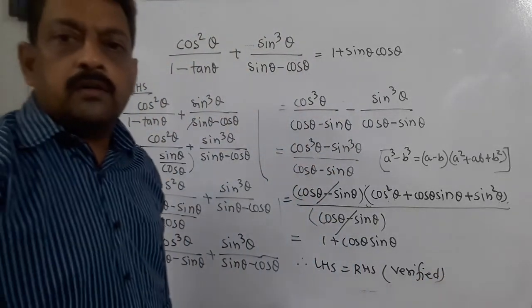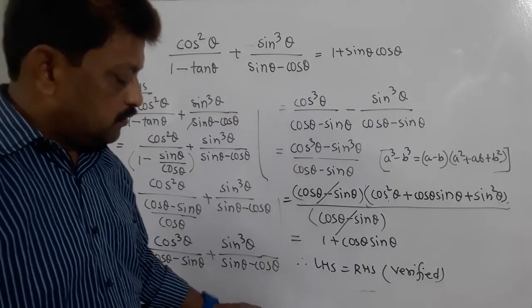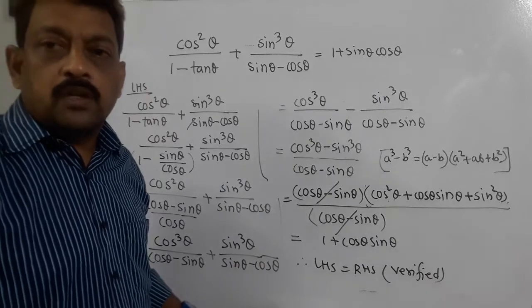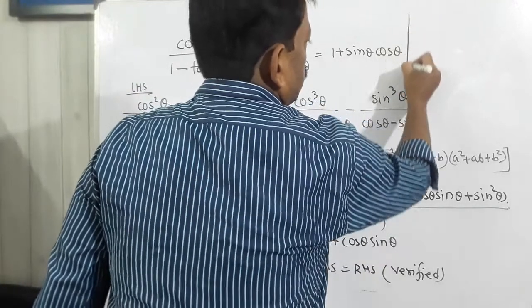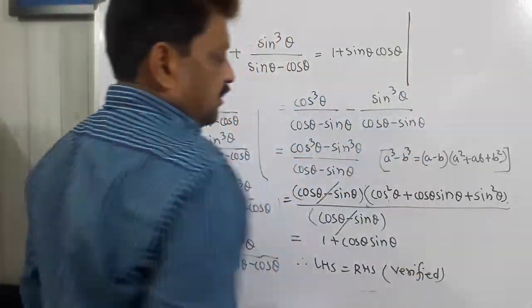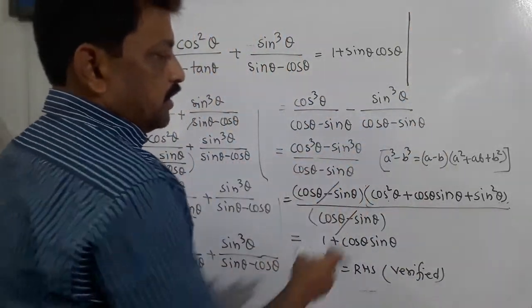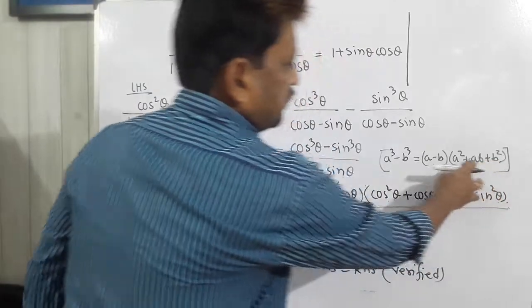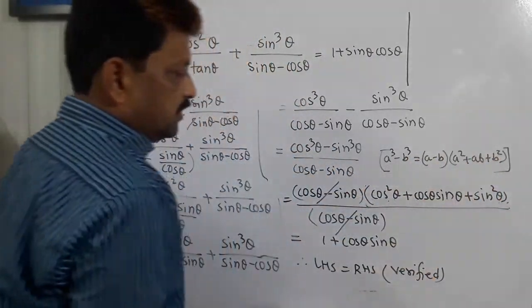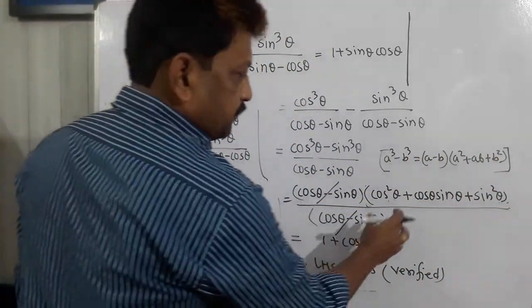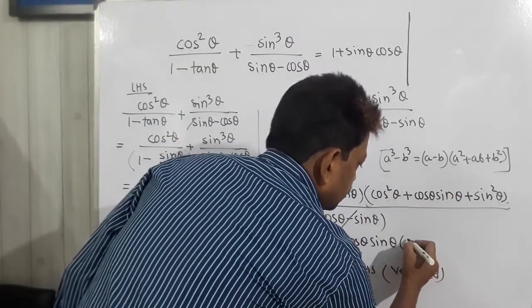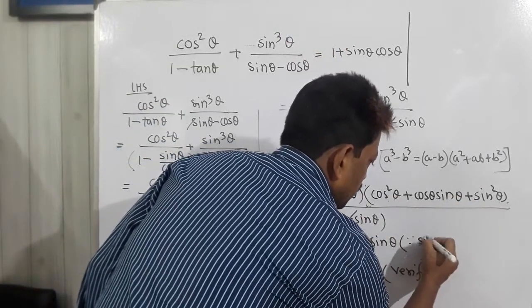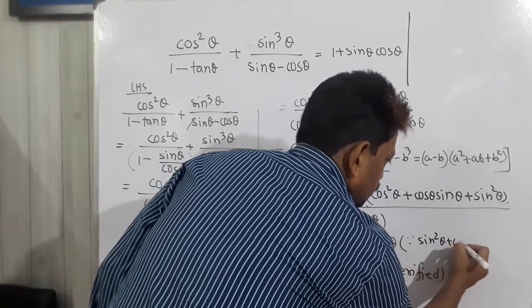When solving any problem related to trigonometric identities, don't forget to mention the identities as a reason. Here I have used algebraic identities, so I have written that here. And cos square plus sin square is also 1, so we must mention it here, since sin square theta plus cos square theta equals 1.